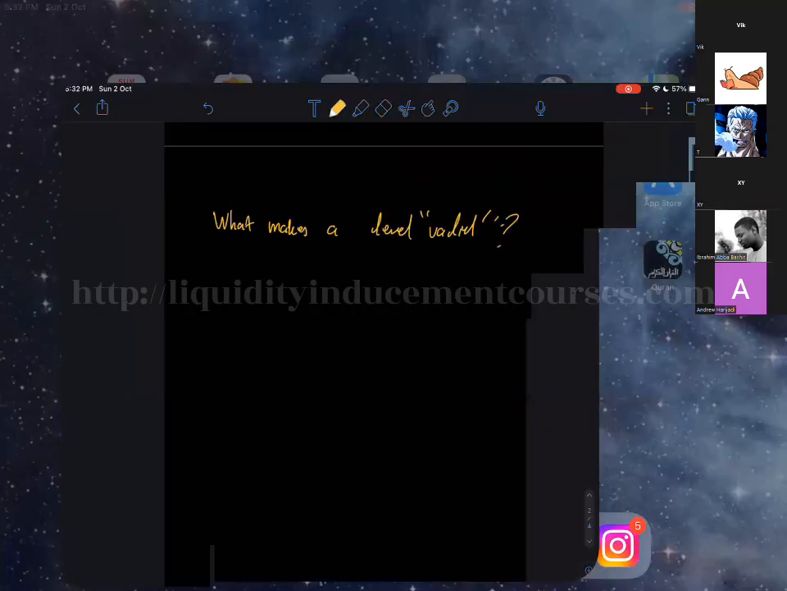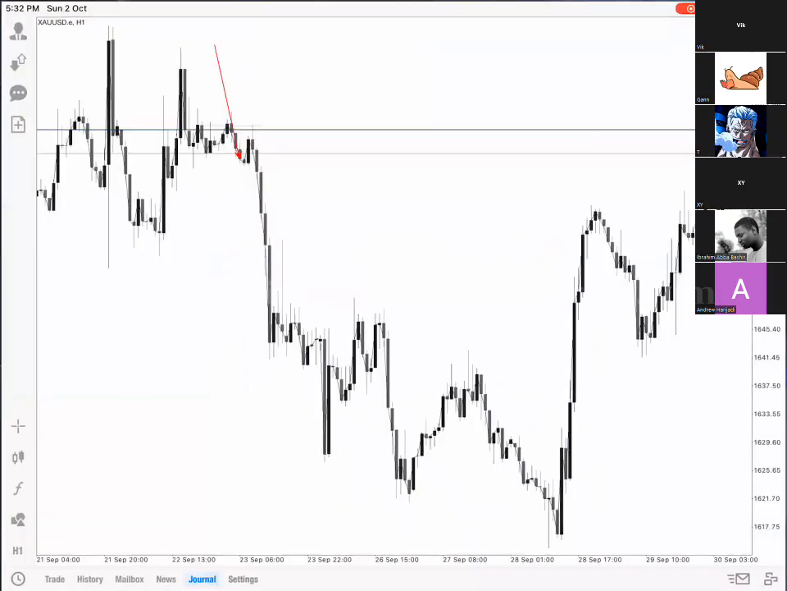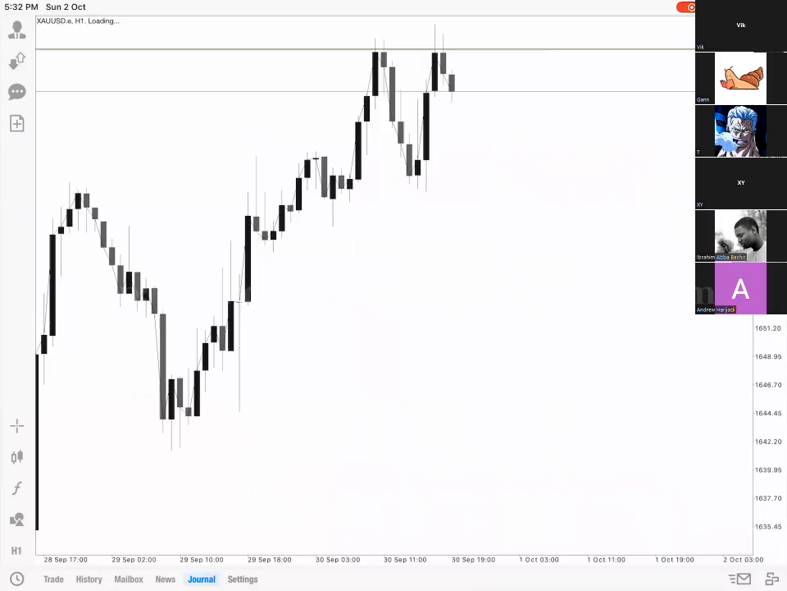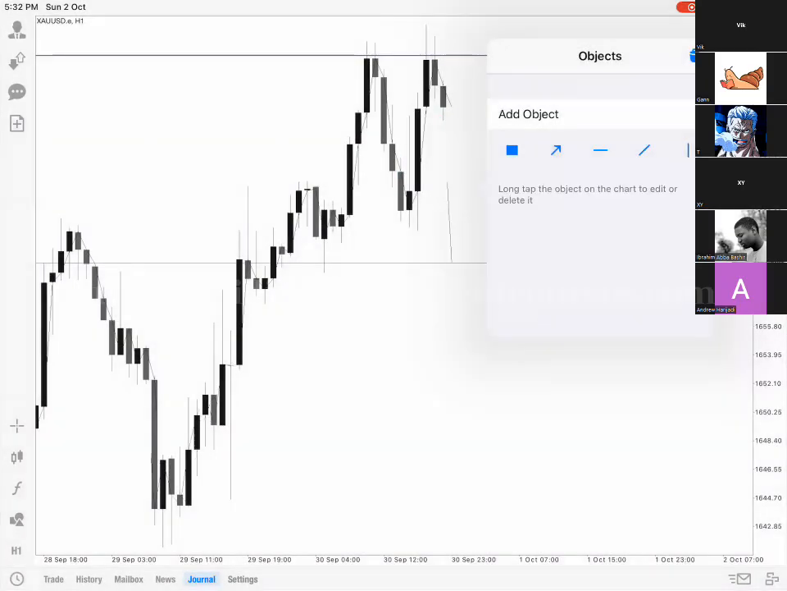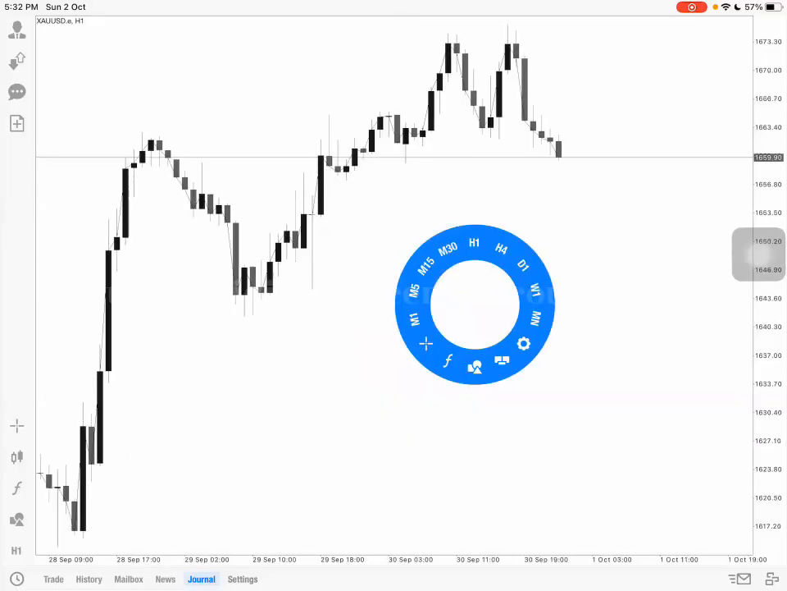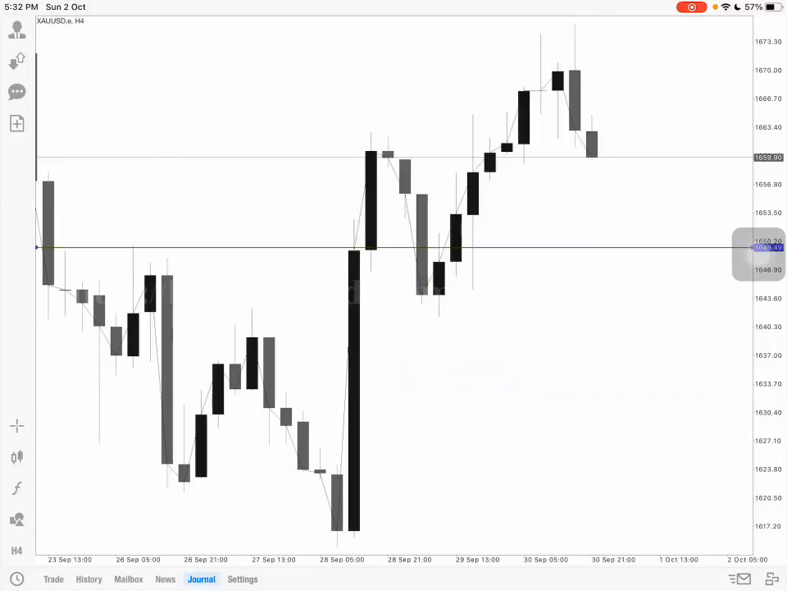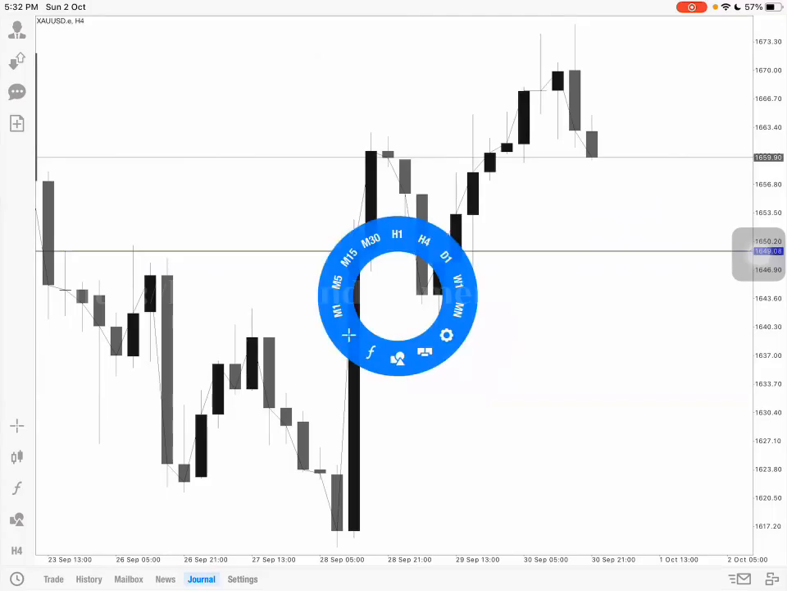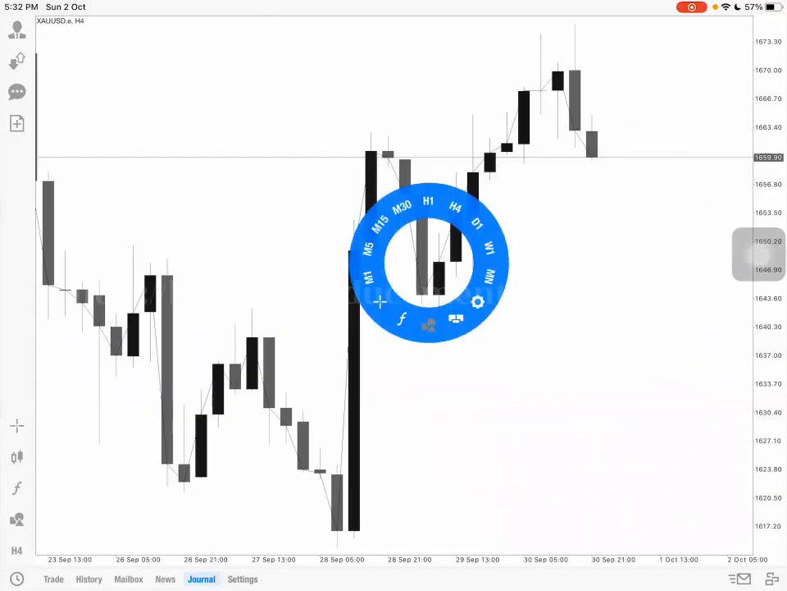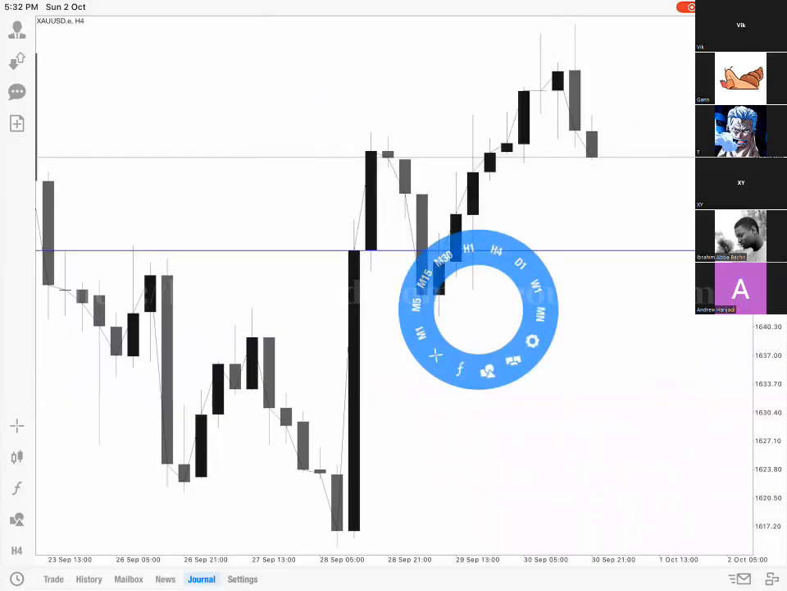So first and foremost, what makes a level valid? Okay, I want to ask you, there are many levels here. So I'll mark boxes. You know what? I'm going to mark how I mark it. I'm going to mark using my lines.